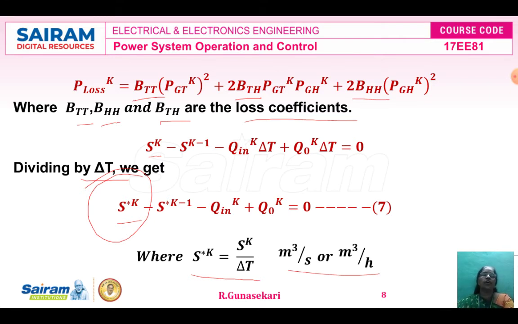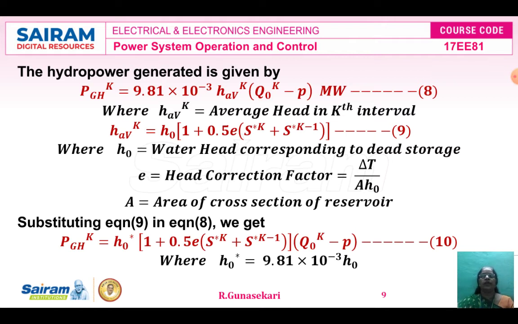Meter cube per second or meter cube per hour. Then again, how to calculate the hydropower generated by the hydropower plant only. Now you see equation 8: PGH,k equal to 9.81 into 10 to the power minus 3 into H average,k into Q naught k minus small p, in megawatt.